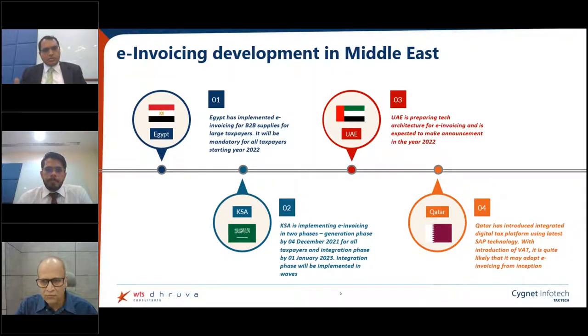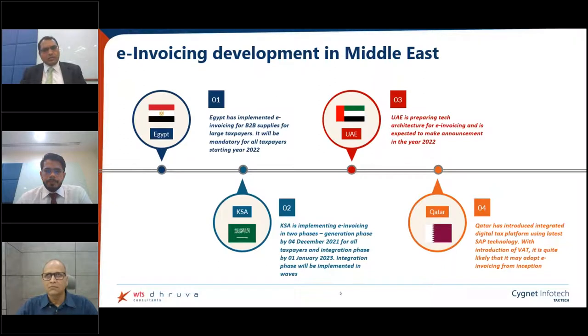But the deadlines, you know, it's 4th December 2021, and then in a phased manner, again, starting 1st January 2023. UAE, again, what we've seen is UAE typically has been a follower in terms of the implementation of technology, and in terms of our understanding of how the FTA has been moving ahead on technology, there has been a preparation happening internally on the tech architecture. And I wouldn't really be surprised if we see the announcement on e-invoicing in the very near future in UAE.